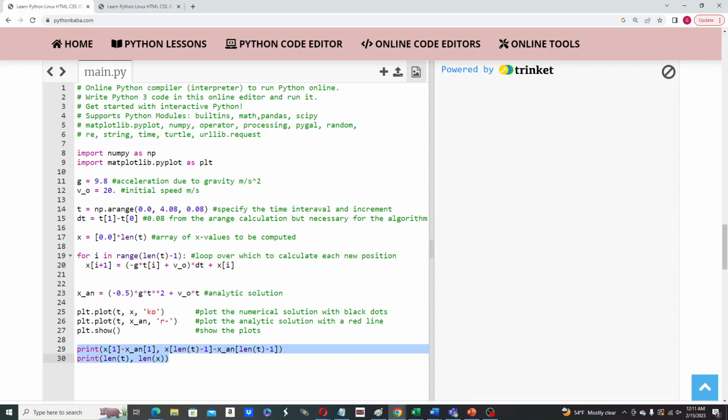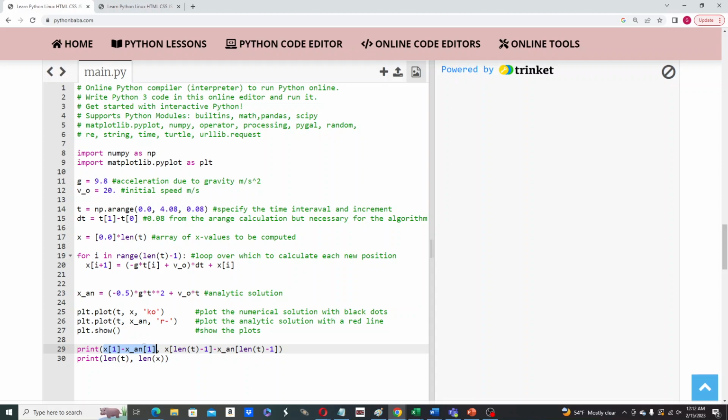instructive. So this first print statement, okay, is telling you to print the difference between the numerical solution and the analytical solution at the first element. So after we run through this loop the first time, what is the difference between x1 and my analytical solution, its first element? Okay, because in a perfect world, this difference would be 0, because these elements would be the same.